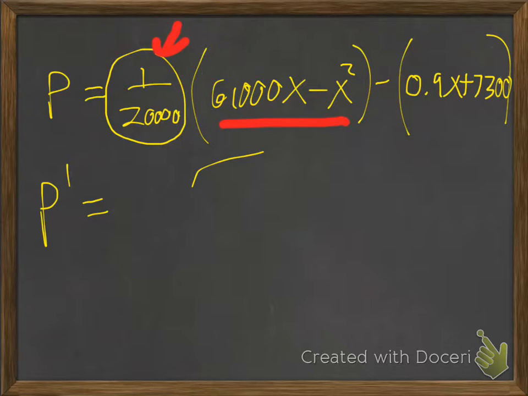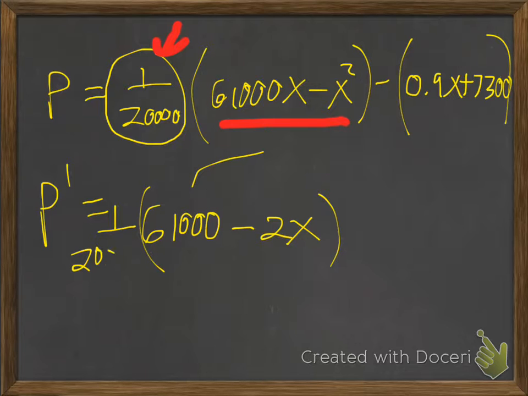If I just take the derivative of 61,000x minus x squared, that's 61,000 minus 2x, and then we get to put that 1 over 20,000 right back out front there. No harm done. Okay, nice easy derivative. The second one, we can just do the derivative inside there as well. The derivative of 0.9x plus 7,300 is just 0.9. Done. So there's our derivative.